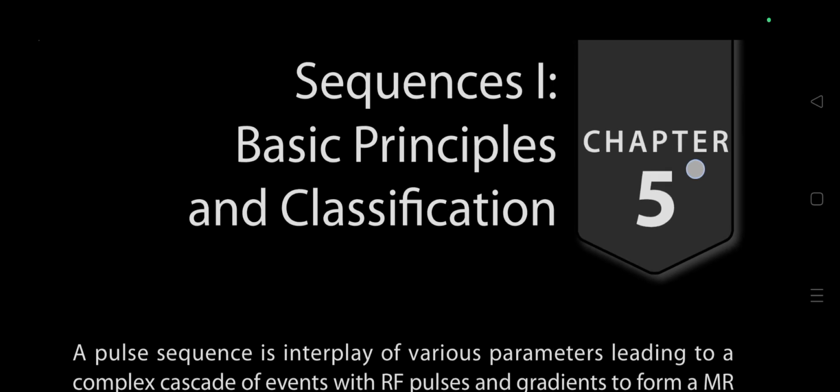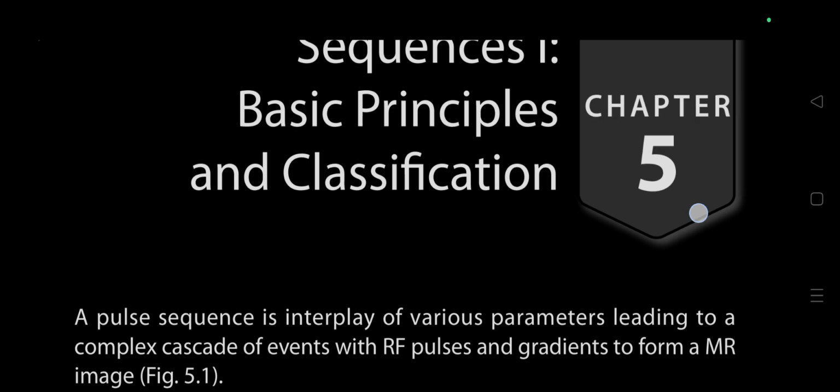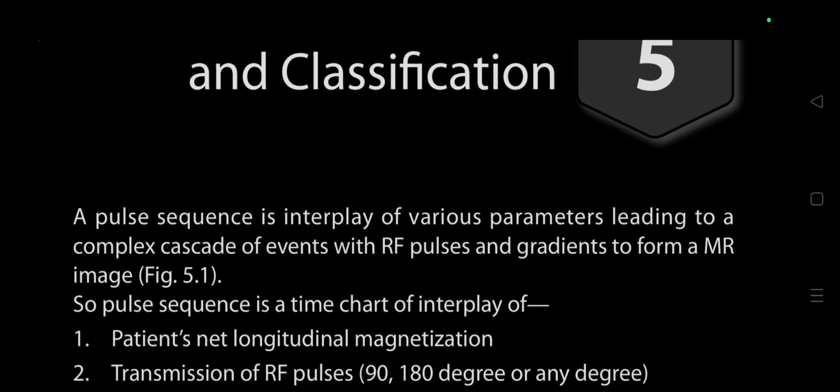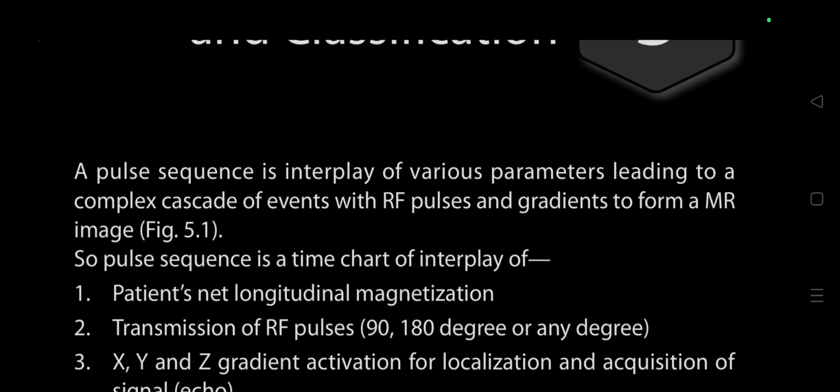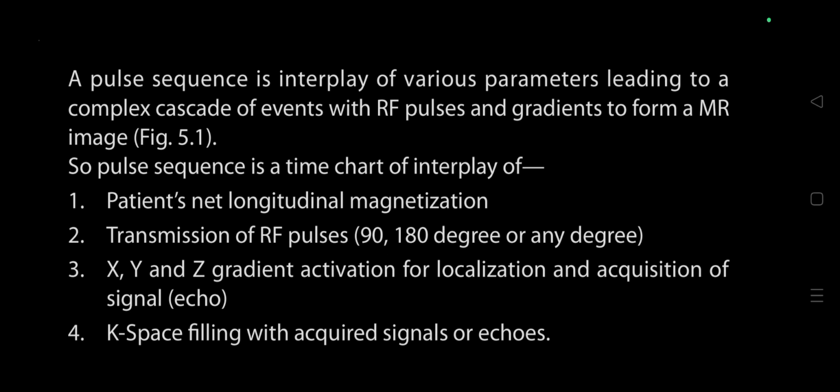Today we will discuss sequences 1: basic principles and classification. A pulse sequence is an interplay of various parameters which will lead to a complex cascade of events with RF pulses and gradients which will ultimately form an MR image.